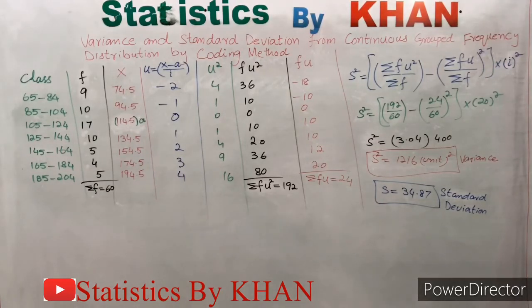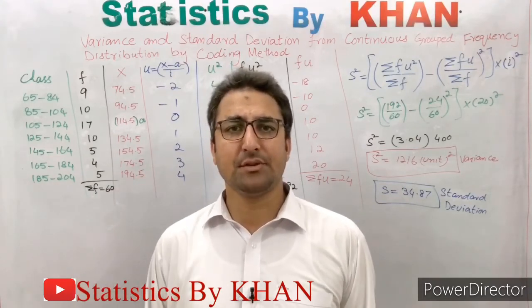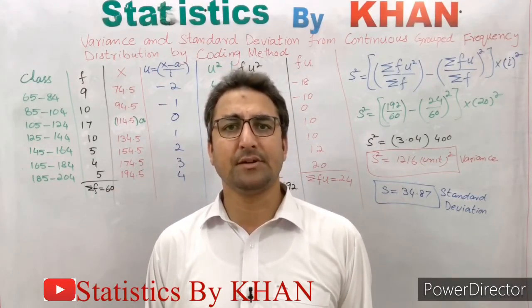Hence, we have obtained the variance and standard deviation from continuous group frequency distribution by coding method. So this is the procedure for the computation of variance and standard deviation from continuous group frequency distribution by coding method.